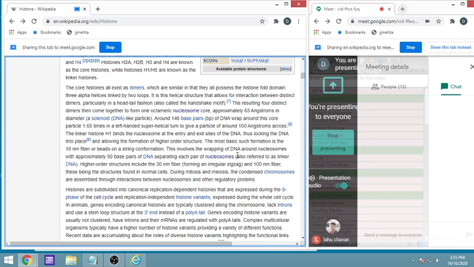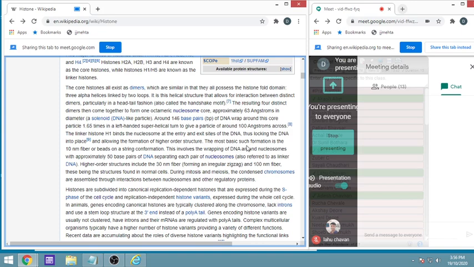The result is that 4 distinct dimers come together to form one octameric nucleosome core. We have seen the nucleosome just before this lecture, and it is approximately 13 angstrom units in diameter, and it winds around 146 base pairs of DNA around the core particle, 1.65 times in a left-handed superhelical turn, to give a particle of around 100 angstrom units. The linker histone H1 binds the nucleosome at the entry and exit sites of the DNA, thus locking the DNA into place and allowing the formation of higher order structure.